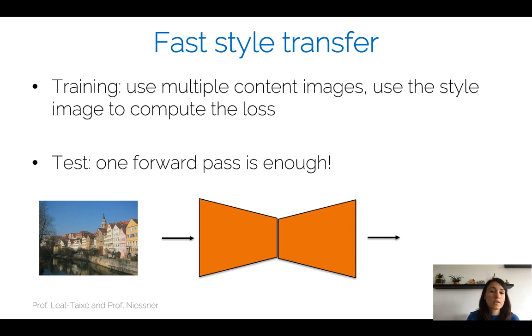This is fast, of course, because one forward pass is enough. I don't need to iterate to generate the image as we saw before. But the bad thing is that you have to use one network per style. You have to train a different network for each of the styles that you want to generate.